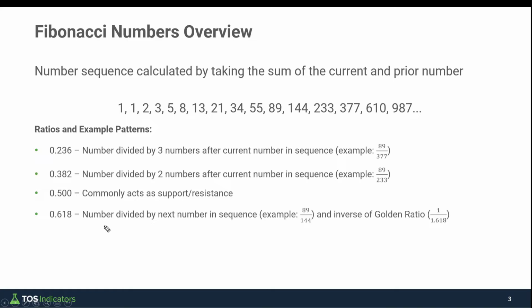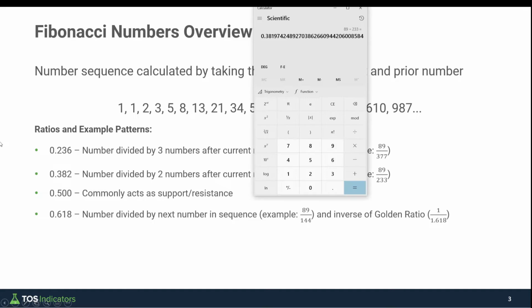Next up, we have 0.618. That can be calculated by taking the current number and dividing that by the next number in the sequence. So 89 divided by 144. It's also the inverse of the golden ratio, which is 1.618. So two different ways of getting to that 0.618.